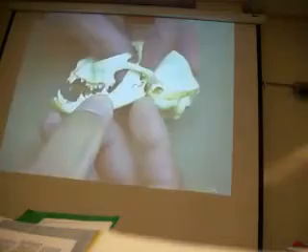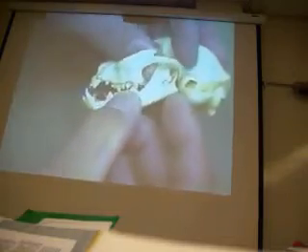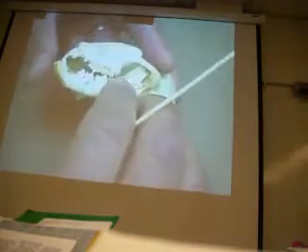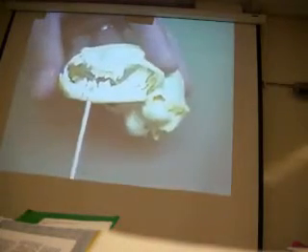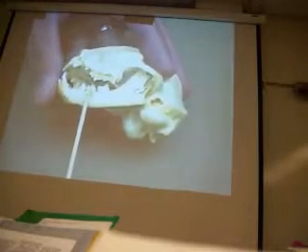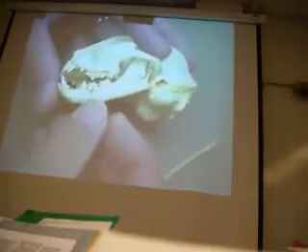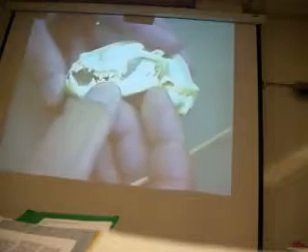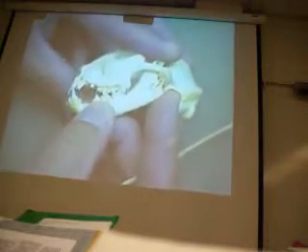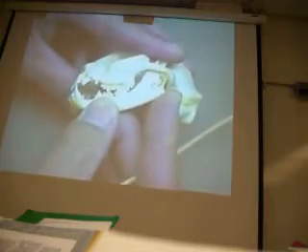But with the cat, or with the carnivores, what you're looking at here is the first upper molar and the fourth lower premolar. This premolar and this molar form specific teeth called the carnassials. Carnassials are used for cutting or shearing flesh.